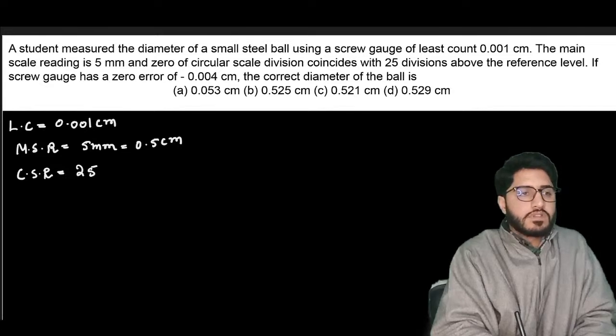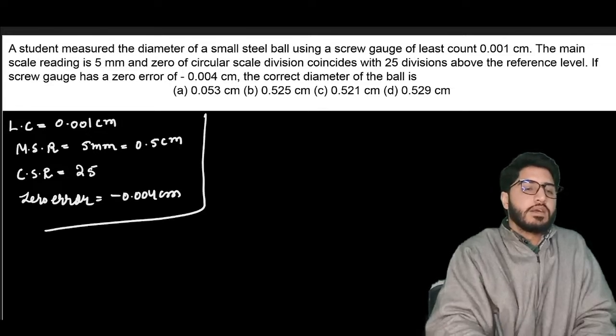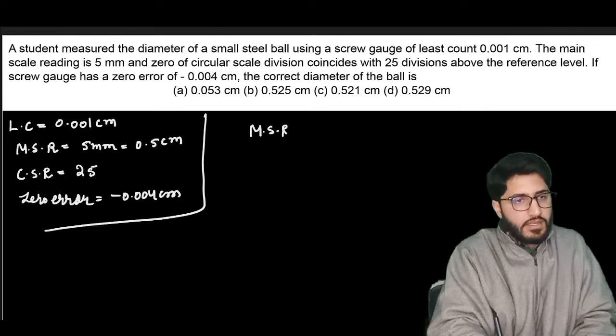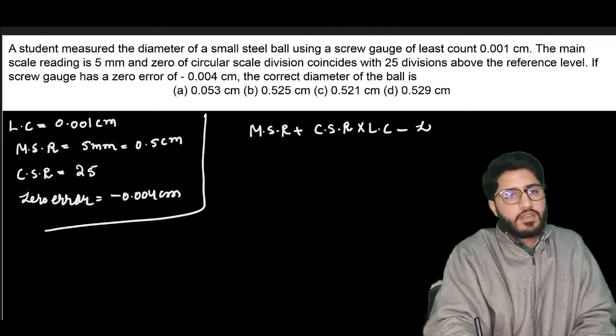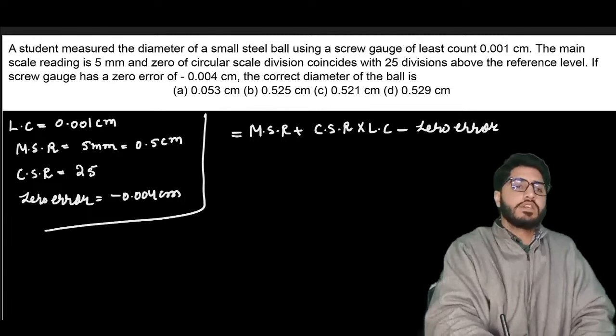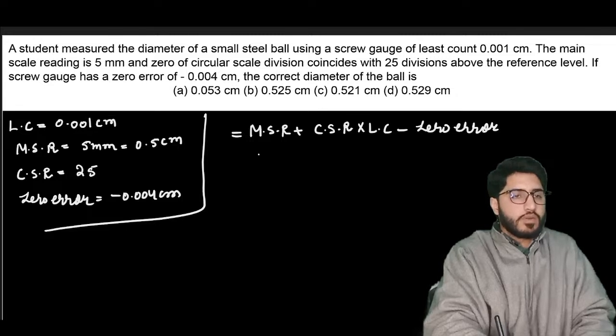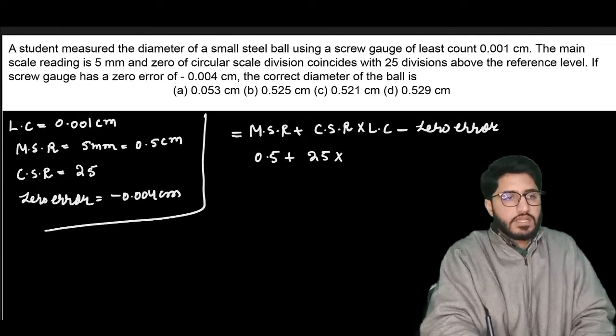And if the screw gauge has a zero error, the zero error is equal to minus 0.004 centimeter. So what will be the reading? My reading would be main scale reading plus circular scale reading into least count minus zero error. This is the equation by which I will get the reading of the screw gauge. The main scale reading is 0.5 centimeter, the circular scale reading is 25, the least count is 0.001, and the zero error is minus 0.004.